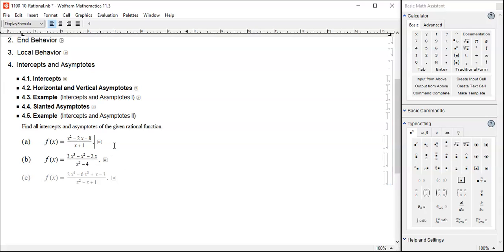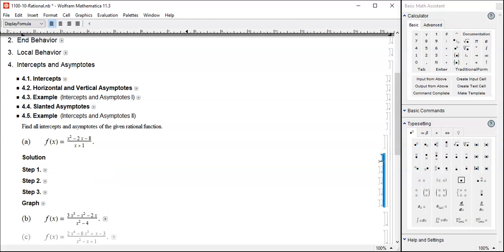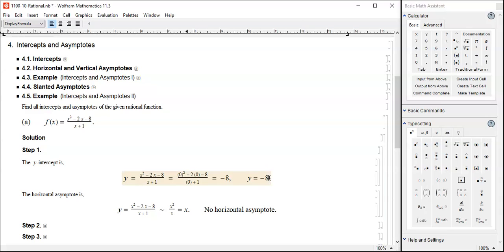All right, here. Slanted asymptote. How can you tell this is a slanted asymptote? The numerator has degree 2. The denominator has degree 1. The difference is 1, so the quotient will have degree 1. So how do you do that? Okay. Step 1, the usual, y-intercept: plug in x equal to 0. Horizontal asymptote: no horizontal asymptote.